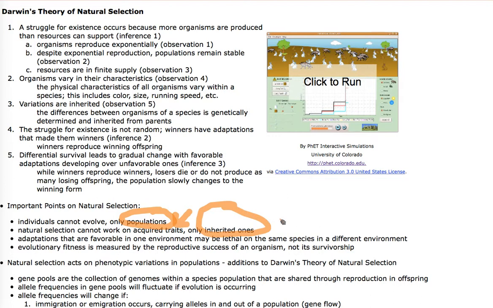But in Africa, there's an advantage. In the United States, it's a disadvantage. It all depends on your environment. So adaptations that are good in one place may be terrible in another.